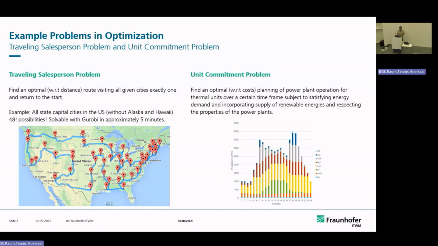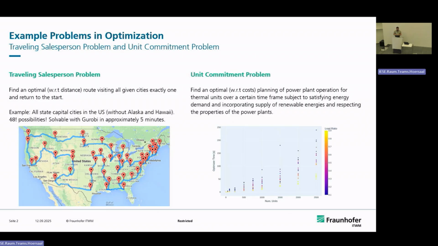The same is, for example, if you look at, and we've seen this by David, the unit commitment problem, where you want to find an optimal schedule for your power plant and energy production. This is a bit more practical than the TSP problem, but still, these are now the solutions by Gurobi, and you see that, for example, for 2,500 units, you have an optimizer time that is below 250 seconds.